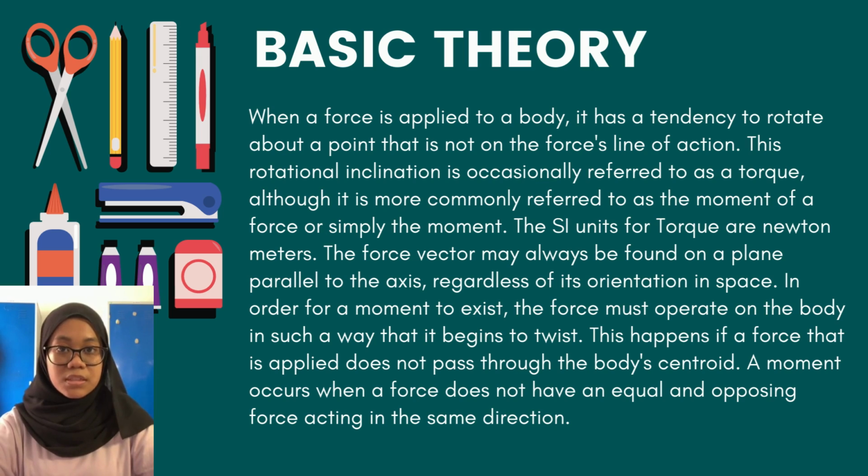The force vectors may always be found on a plane parallel to the axis, regardless of its orientation in space. In order for a moment to exist, the force must operate on the body in such a way that it begins to twist. This happens if a force that is applied does not pass through the body centroid. A moment occurs when a force does not have an equal and opposing force acting in the same direction.